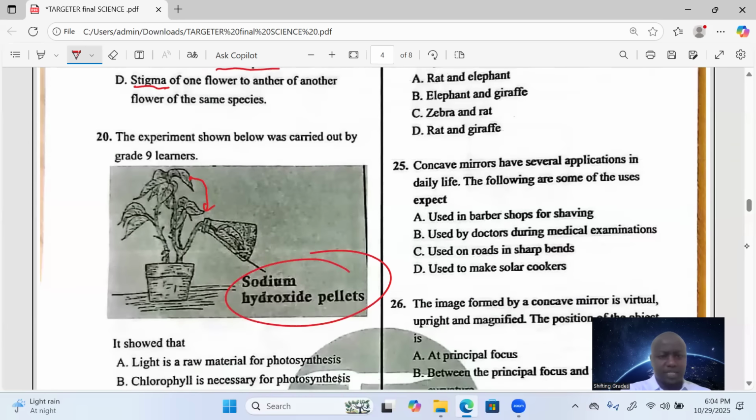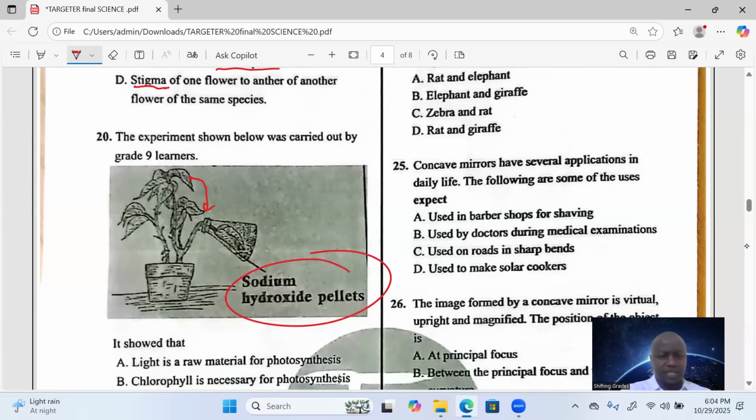An elephant, a rat, a zebra, and giraffes live in the same habitat. Identify which pair can have competition. Now, to have competition means maybe they are craving the same food. Like rat and elephant, they don't consume the same things. But elephant and giraffe, they are both herbivores, so they both feed on shrubs.